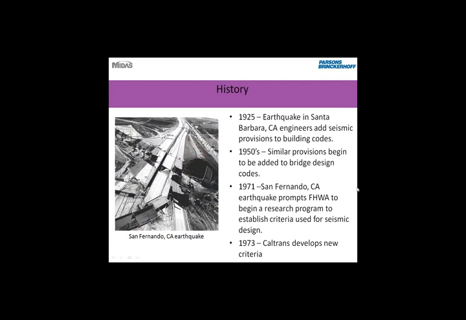Okay, so just to give a very brief history here. In 1925, an earthquake takes place in Santa Barbara, California, and that's when engineers really start to look at adding seismic provisions for building codes. You're seeing that this is becoming a common occurrence, and there's just catastrophic failure. So how do you deal with that?